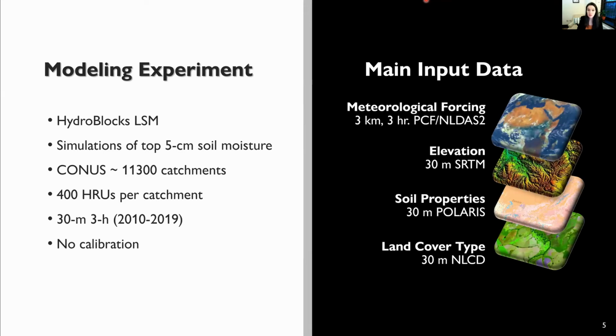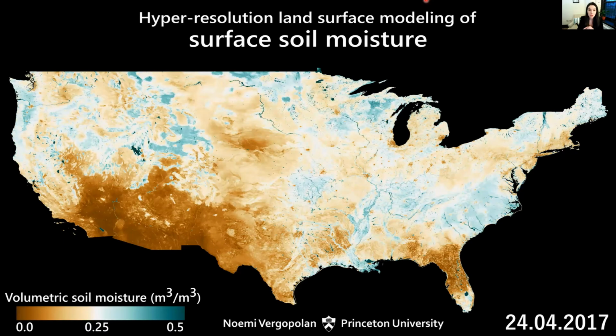As inputs to the model, we used the Princeton climate forcing, which is a downscaled version of NLDAS-2, 30 meters elevation data, 30 meters soil property data using the POLARIS dataset, also developed here in Princeton, and the 30 meters National Land Cover Dataset. The high-resolution variables were used to cluster and identify the hydrological response units, but also to parameterize Noah-MP.